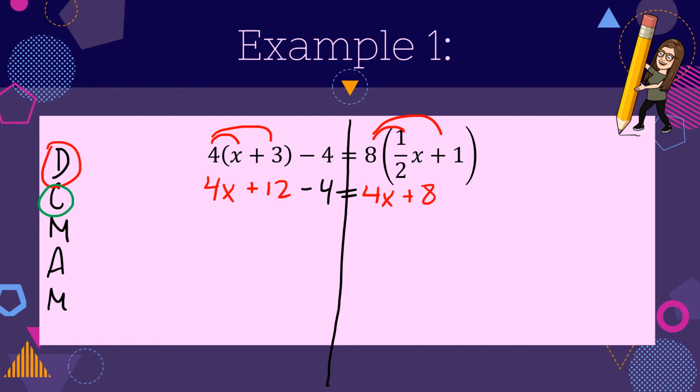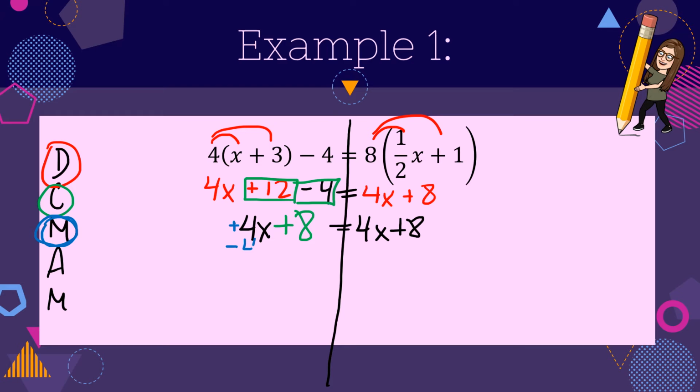Next, I'm going to combine. I see I have a positive 12 and a subtract 4 on the same side. That would simplify down to a positive 8. Everything else falls down. Now you'll notice something happening, but let's keep going through the steps. Next, we're going to move a variable. Instead of positive 4x, we're going to subtract 4x. And look what happens. They actually both cancel. So a positive 8 falls down and a positive 8 falls down.